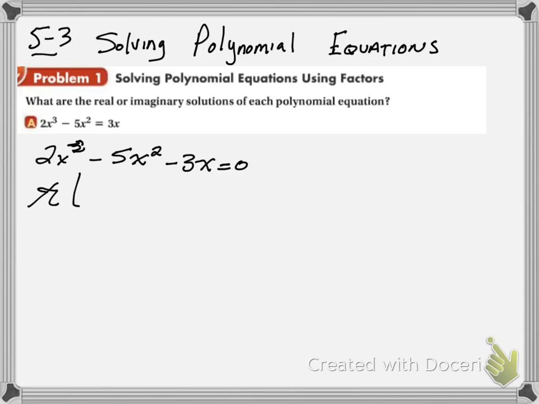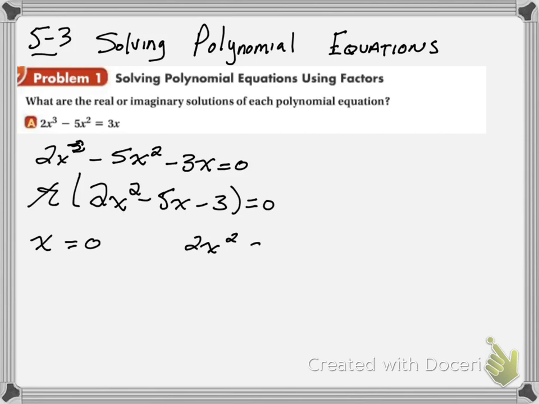I'm left with 2x squared minus 5x minus 3 equals 0. So what I want to do is take each thing that's an x, so x equals 0. Well, again, how can I solve 2x squared minus 5x minus 3? That's a quadratic now.